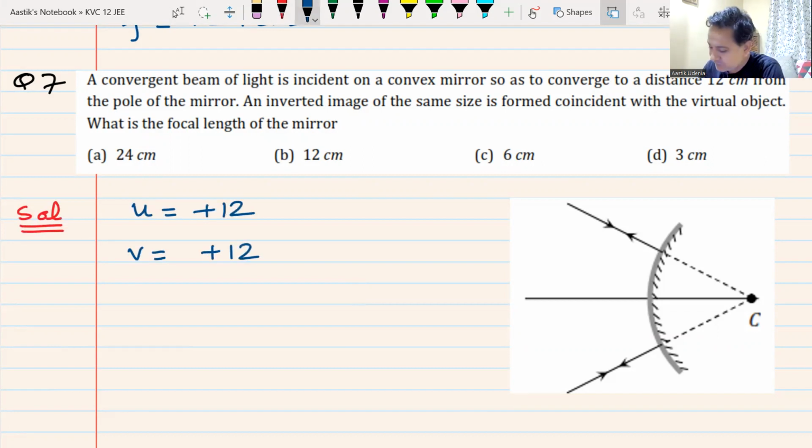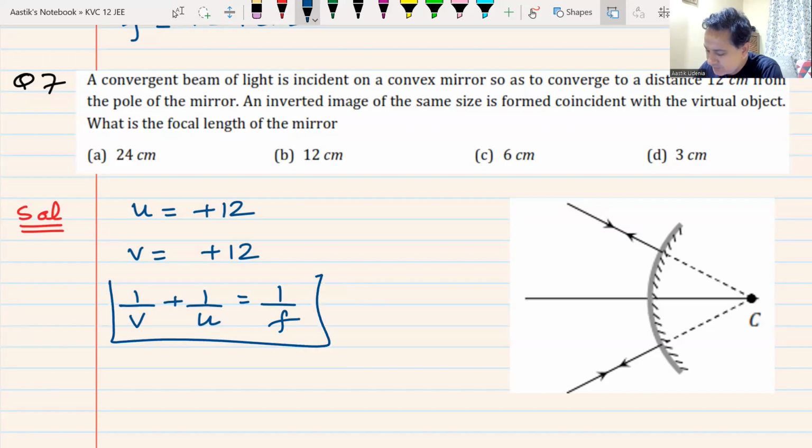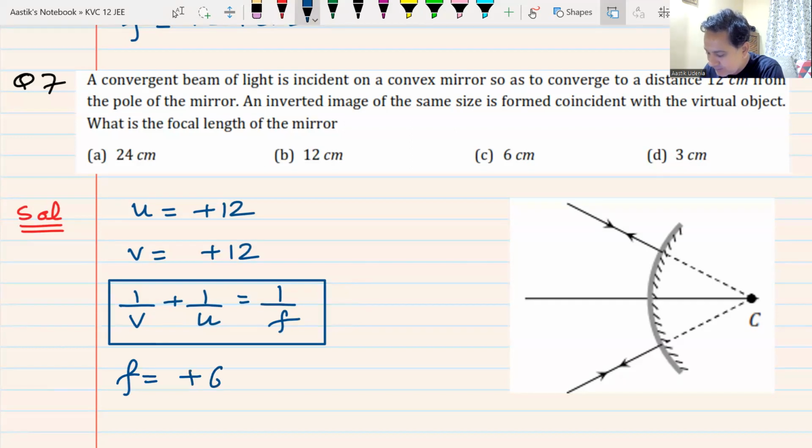Simple. 1 by v plus 1 by u is equal to 1 by f. From here, you can actually calculate the focal length, and the focal length will be coming as plus 6. Do we understand this? Yes or no?